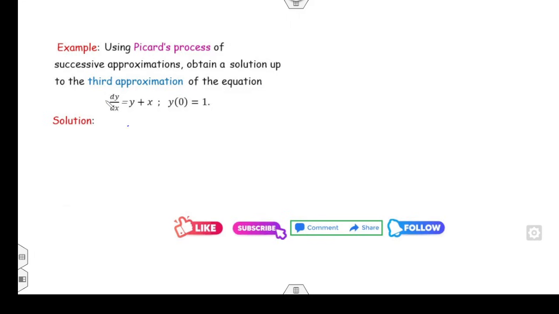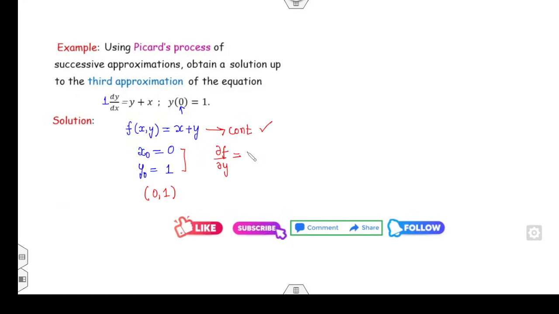Now clearly, the coefficient of dy over dx is 1. What is my f of x comma y? F of x comma y is x plus y, and the initial point x naught is 0, and the value of y naught is 1. Now clearly, is the function f continuous about the point 0 comma 1? Yes, the function is continuous about the point 0 comma 1. Moreover, if you find the partial derivative, that is 1, which is also continuous about the point 0 comma 1. So therefore, yes, the solution converges to the unique solution.